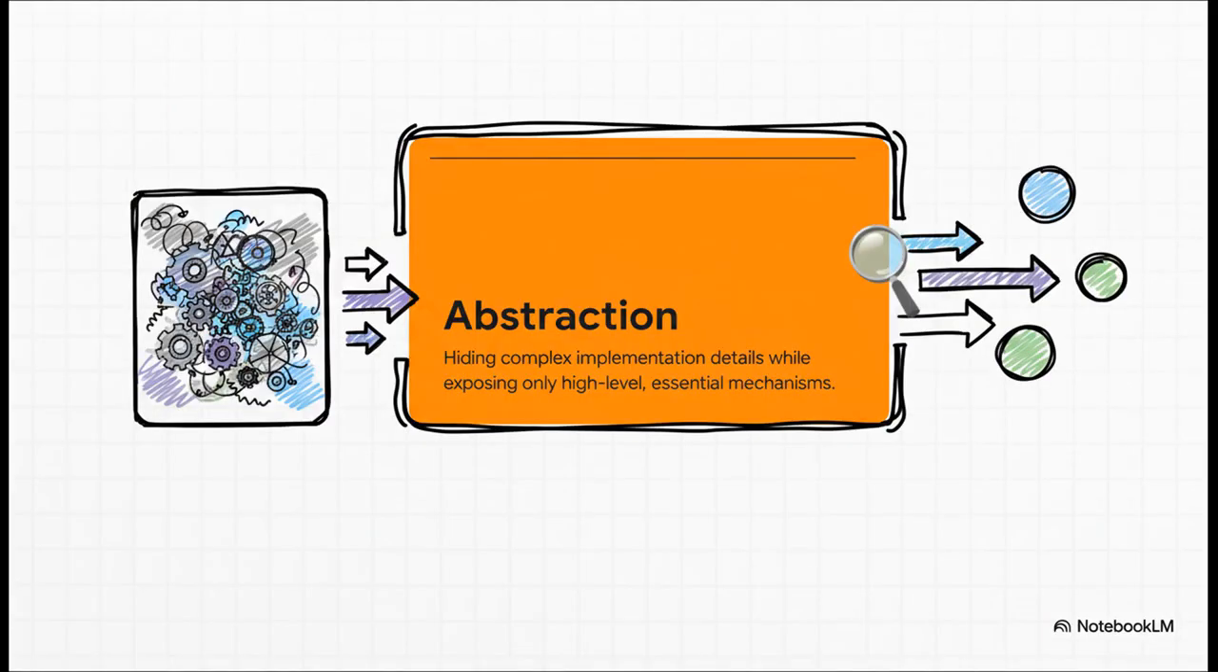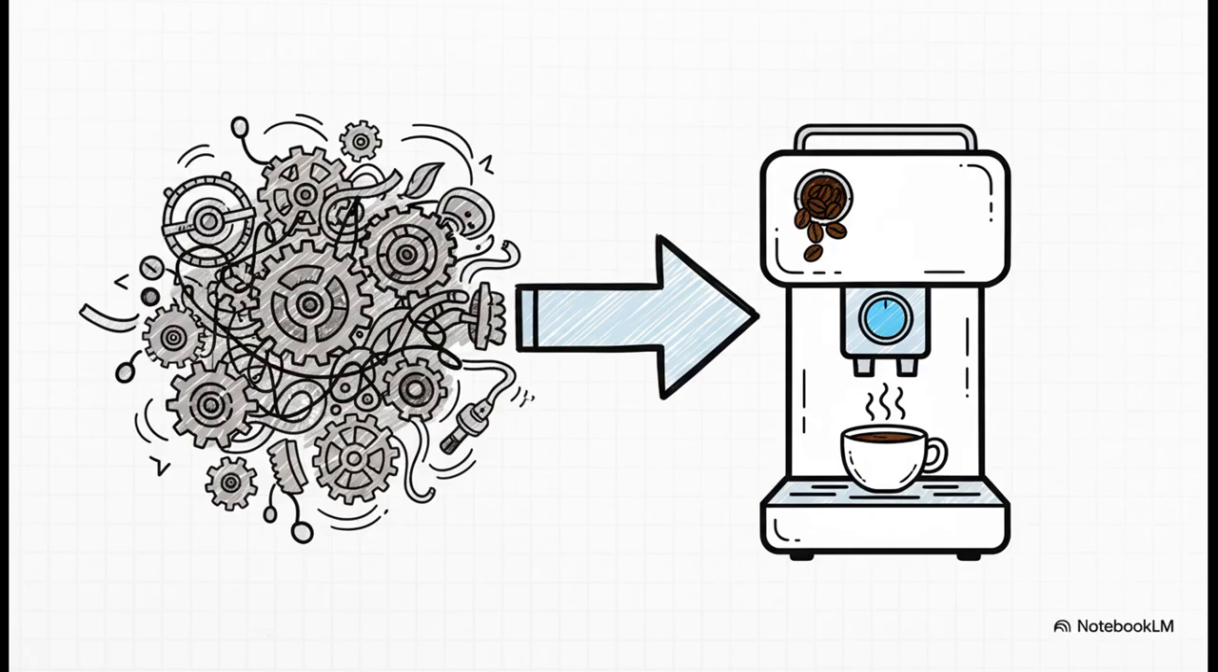So once you've bundled everything up in that capsule, the next logical step is abstraction. This is all about hiding the messy, complex details on the inside and just showing a simple, clean interface to the outside world. A coffee machine is the perfect analogy here. You don't need to know anything about heating elements or water pressure to make a cup of coffee. You just need to know where the beans go and which button to press. Abstraction lets us use incredibly complex things without needing an engineering degree.